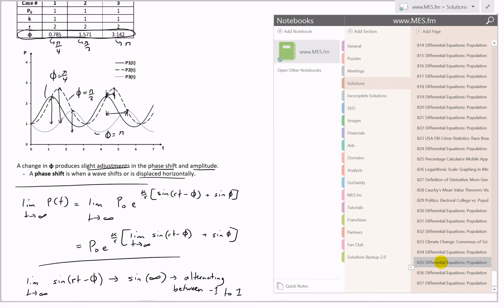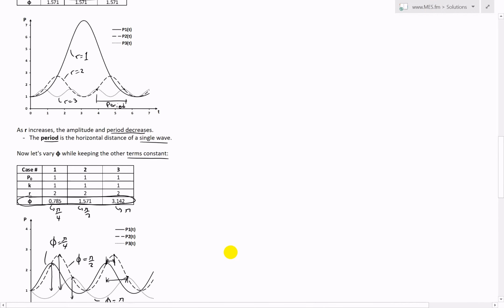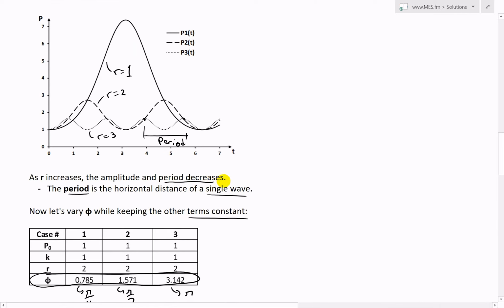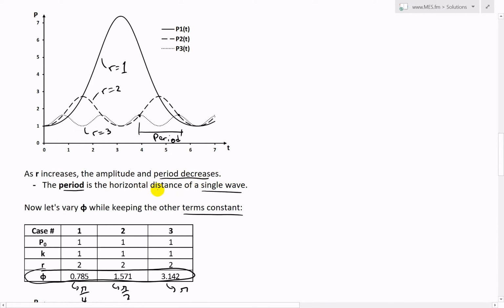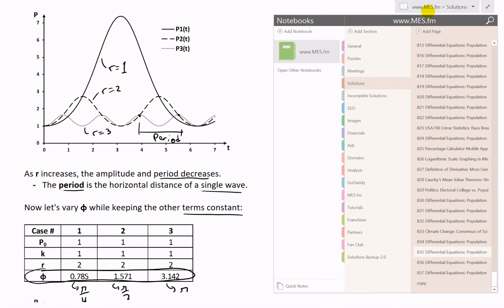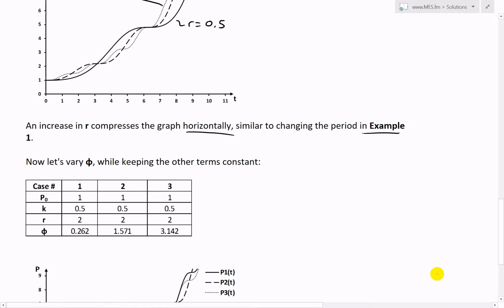Just to recap, example 1, this was an increase in R, the amplitude and period changes. Period is just the horizontal distance of a single wave. So when you go from R to 2, 3, we're just making more waves. So here this one is less. So similar to example 1. So I'll just go back here.